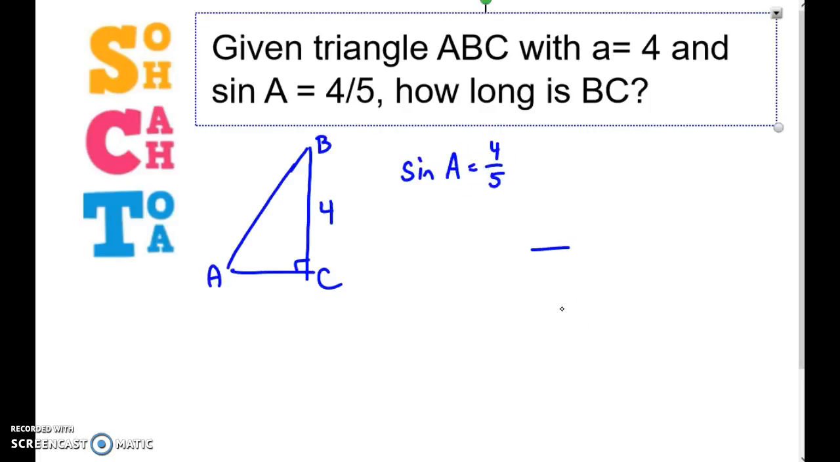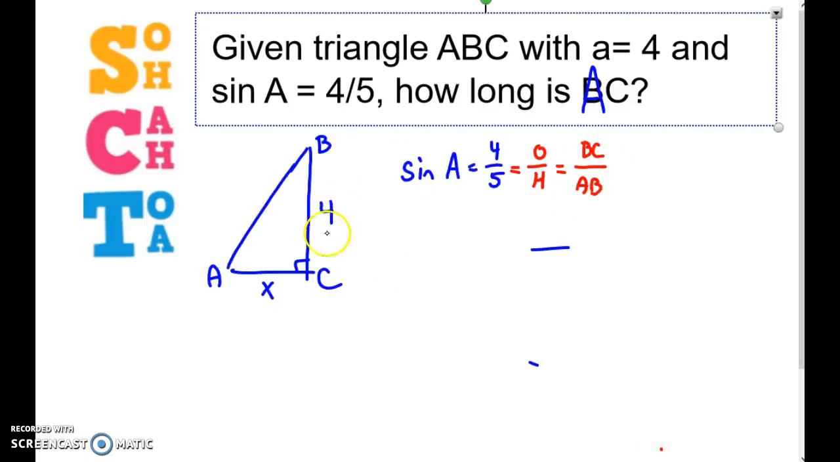And they want to know, oops, I've already got BC. I'm going to call this AC in the given problem. So I can't just jump to an answer here because sine does not involve this 4 and this x. So I've got to be a little bit creative. But what I do know is that my sine is going to be the opposite over the hypotenuse. The opposite in this case was BC, and the hypotenuse is AB.